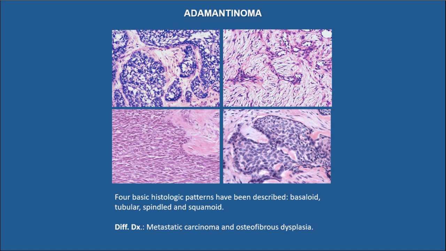So given this histomorphology, a metastatic carcinoma needs to be excluded. Most of these lesions occur in young adults, which is an age where carcinomas are not that common, but it's always something that needs to be taken into consideration. And also osteofibrous dysplasia because of the location. But remember, this is a lesion of young children.